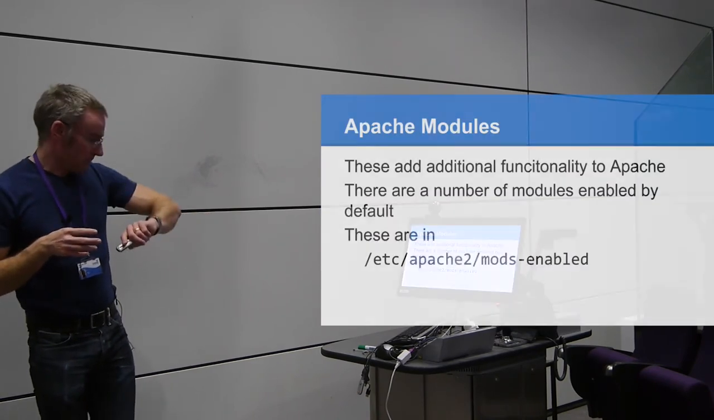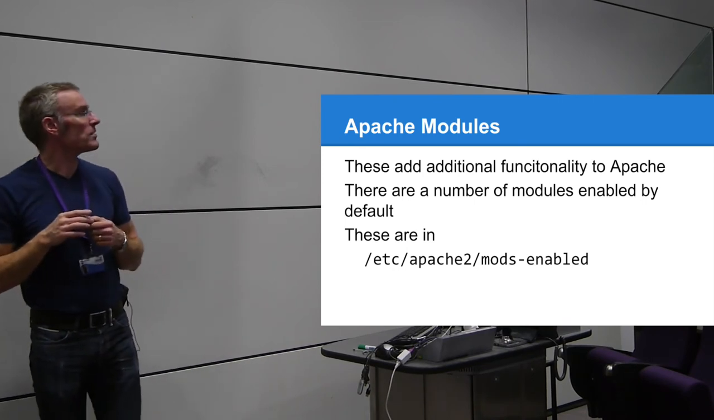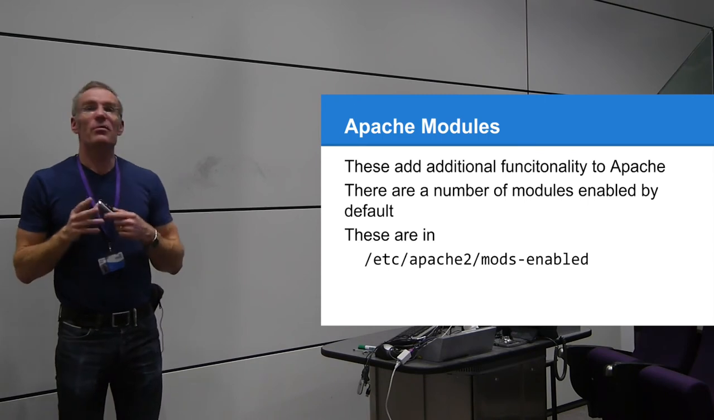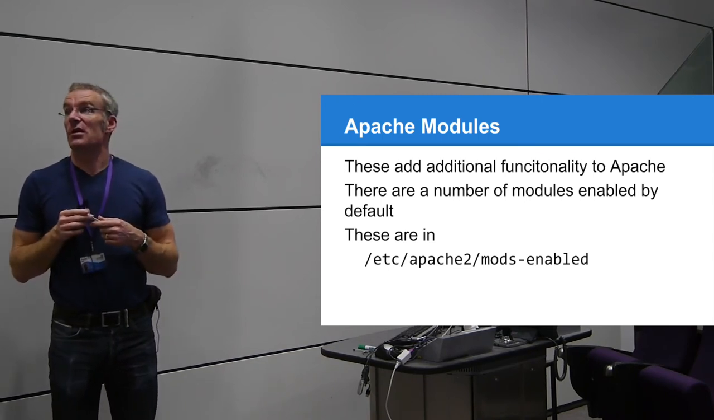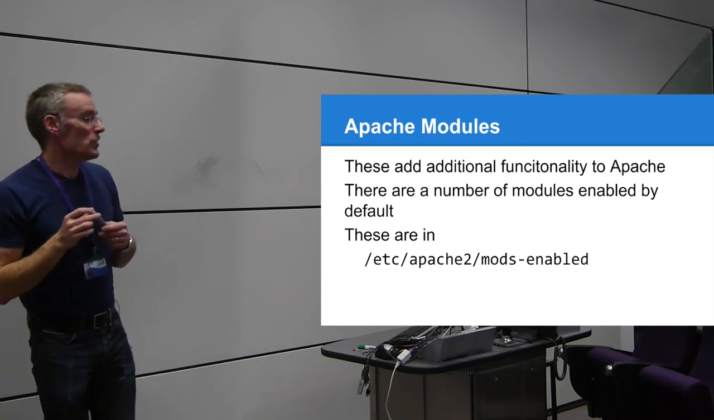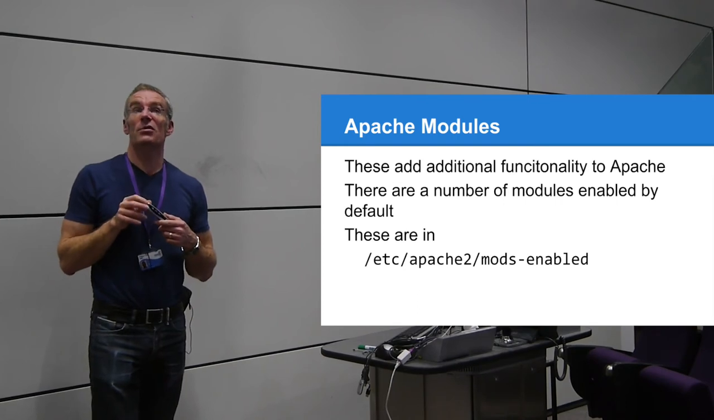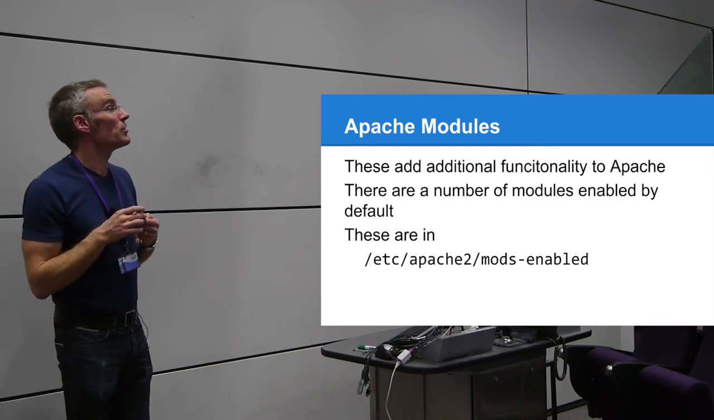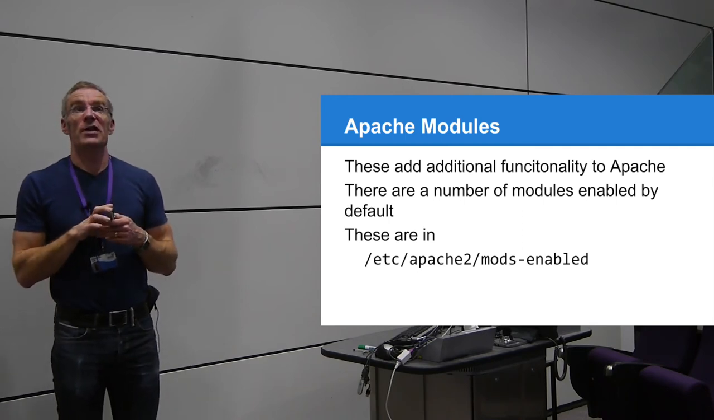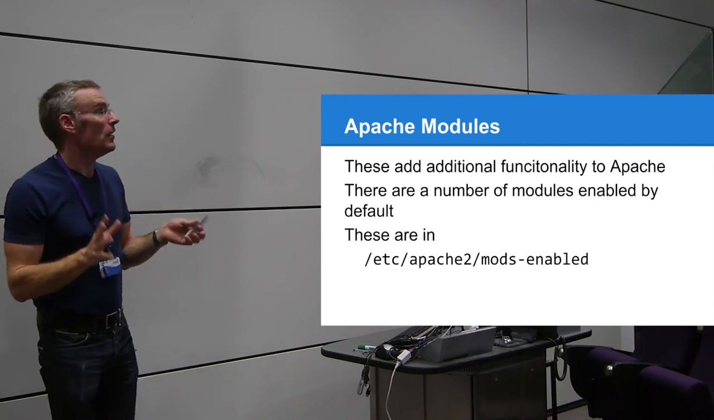Now, Apache modules. I can't spell functionality, but apart from that, we're looking good. Basically, there are a number of modules that are already enabled, including your PHP module, which allows it to understand PHP. If you look in the Apache folder, in a folder called mods-enabled, you'll see a list of all the modules that are enabled for Apache. Remember, Linux is a file-based system. There's no nasty binaries anywhere, it's all text. So you ready?